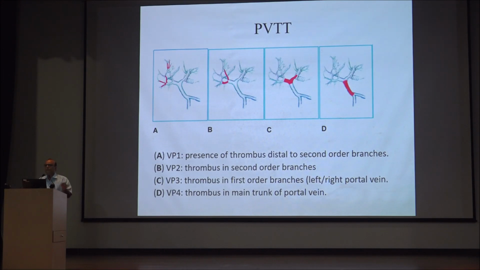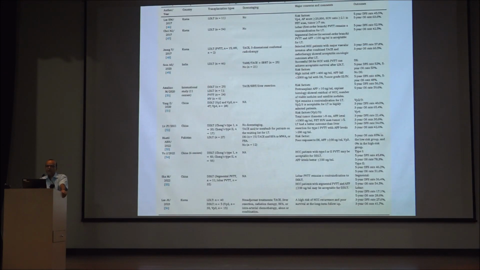So coming to the most present scenario, whether to downstage a patient with PVTT and HCC. This is a reference diagram showing the 4 grades of portal venous tumor involvement. VP1 is the presence of thrombus distal to second order branches, or segmental branches. VP2 is the sectoral branches. Then VP3 is the lobar branch, first order, left and right portal vein, and VP4 is thrombus in the main trunk of the portal vein.